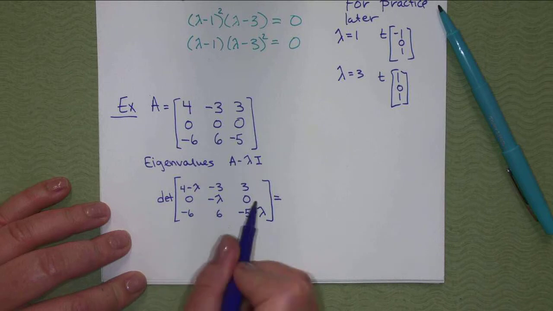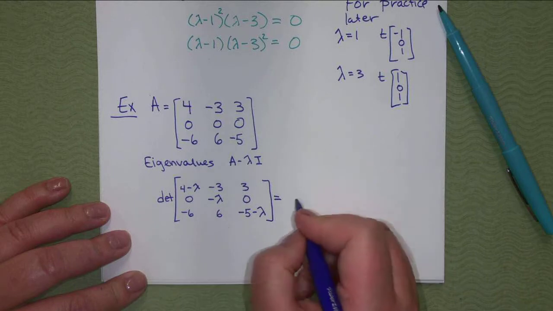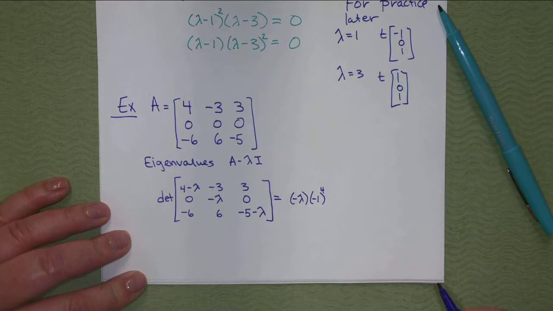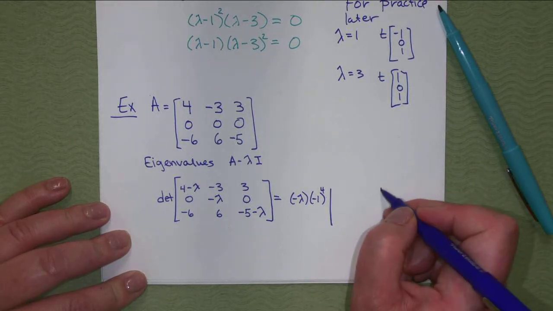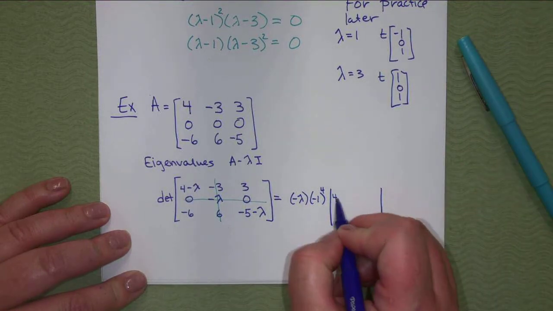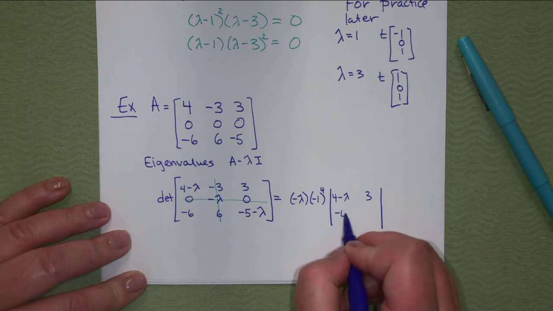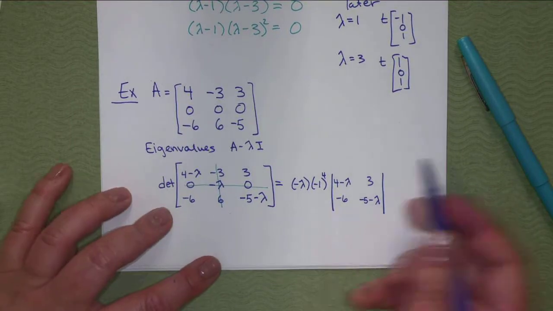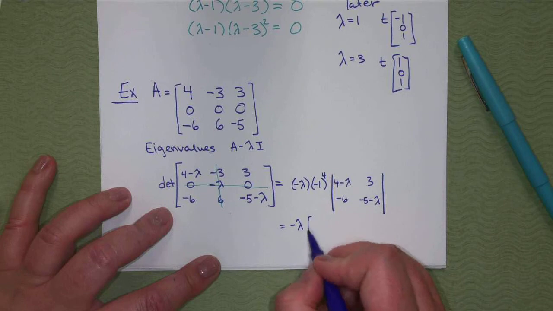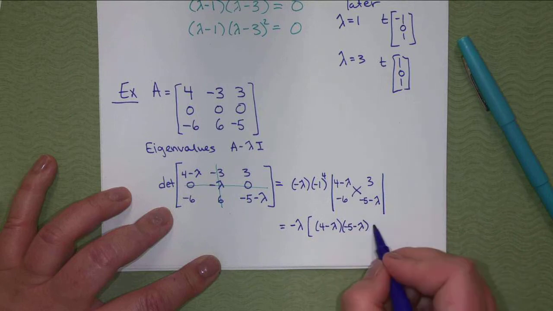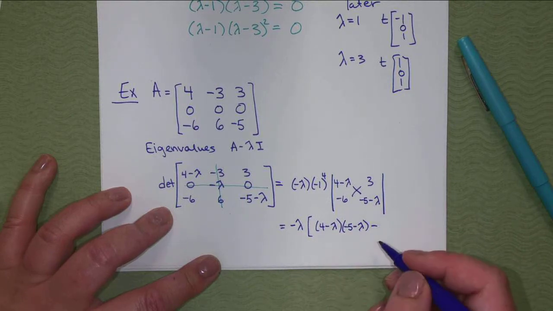I've got two zeros in a row here, so we'll expand along that one. Here we would say minus lambda, times minus 1 to the 2 plus 2, since that's the second row, second column. Then the determinant of what's left when we cross out those two: 4 minus lambda, 3, minus 6, and minus 5 minus lambda. Minus 1 to the 4 is just positive 1. So this will be 4 minus lambda times minus 5 minus lambda, minus a minus 18, so plus 18.